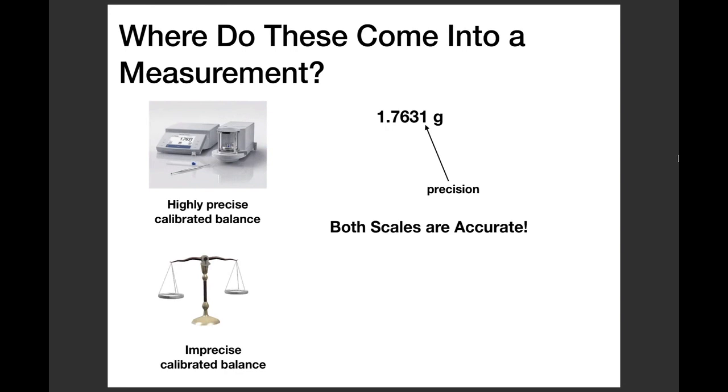In the high precision scale, we might get a value of 1.7631 grams, where that last digit, the 1, tells us about our uncertainty. That's the uncertain value that we have in this measurement. On our low precision scale, we might measure a value of 1.8 grams, where that 0.8 gram digit is where our uncertainty is. Both of these are going to come up again when we start talking about significant figures.